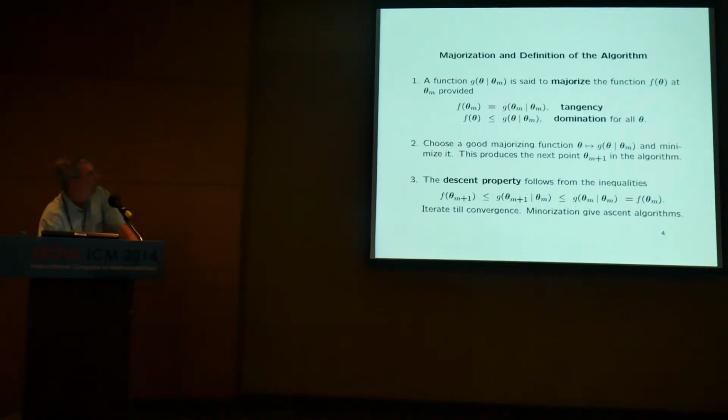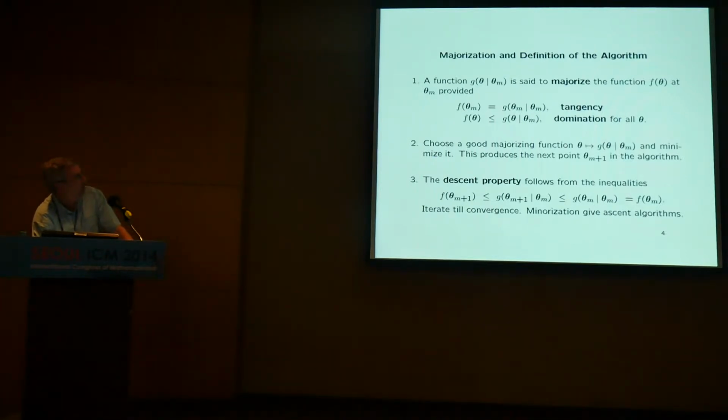You take a function you want to minimize and you majorize it by a surrogate function, we'll call it g, and that involves two conditions, a tangency condition, so you're tangent at the current iterate of your iteration process, and a domination condition, which are shown on the slide. And the whole idea is to choose a good majorizing function, and if you minimize that majorizing function, which serves as a surrogate for the objective function, then you get the next point in the algorithm, and it drives the objective function downhill. And this descent property is shown on the bottom of the slide.